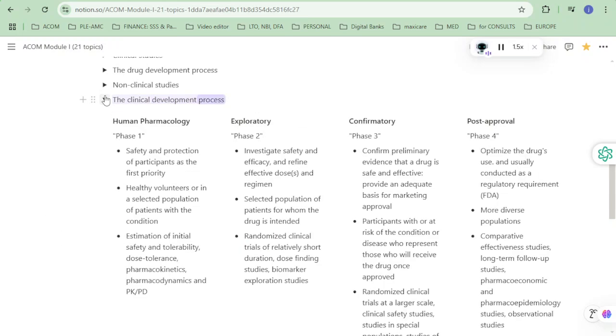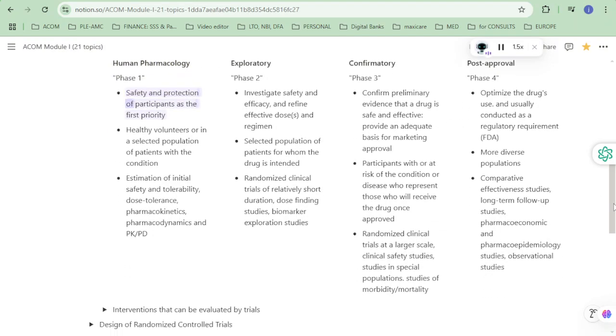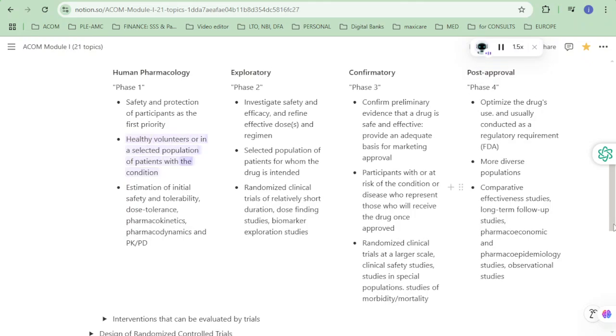The clinical development process. Human pharmacology, Phase 1: safety and protection of participants as the first priority. Healthy volunteers or a selected population of patients with the condition. Estimation of initial safety and tolerability, dose tolerance, pharmacokinetics, pharmacodynamics, and PK/PD. Exploratory, Phase 2: investigate safety and efficacy, and refine effective dose and regimen. Selected population of patients for whom the drug is intended. Randomized clinical trials of relatively short duration, dose-finding studies, biomarker exploration studies.